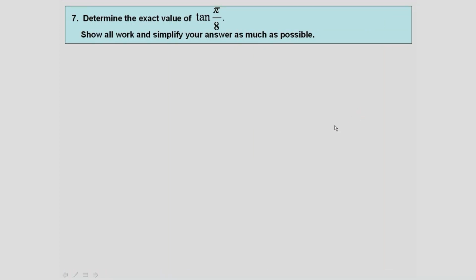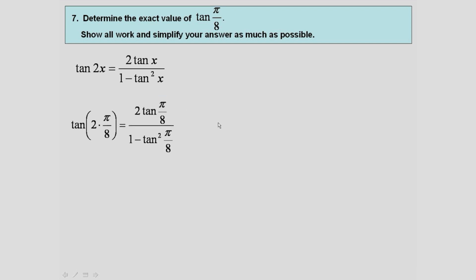Okay. So there is that double angle formula. What we'll do is, instead of x's, we'll use pi over 8. Okay, that's the angle we're interested in. And if we substitute in pi over 8 for every x, this is what we get.